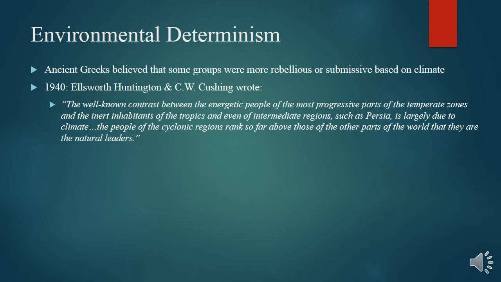Some Yale-educated geographers, Ellsworth Huntington and C.W. Cushing, wrote in one of the papers that they published the following: the well-known contrast between the energetic people of the most progressive parts of the temperate zones and the inert or unmoving inhabitants of the tropics and even of the intermediate regions, such as Persia, is largely due to the climate. The people of the cyclonic regions rank so far above those of the other parts of the world that they are the natural leaders.